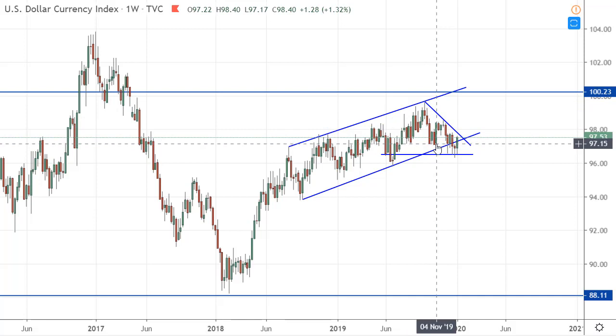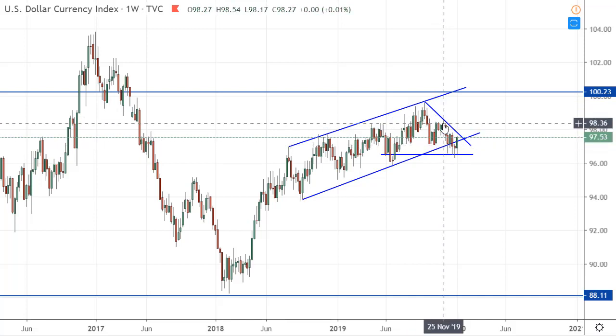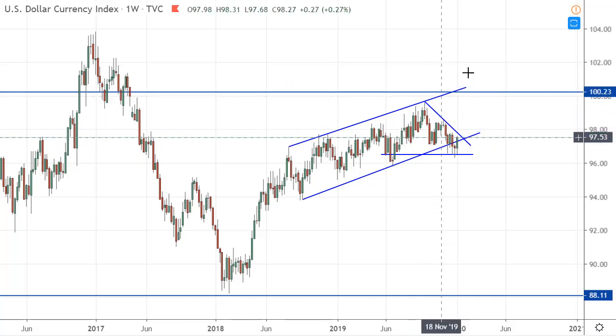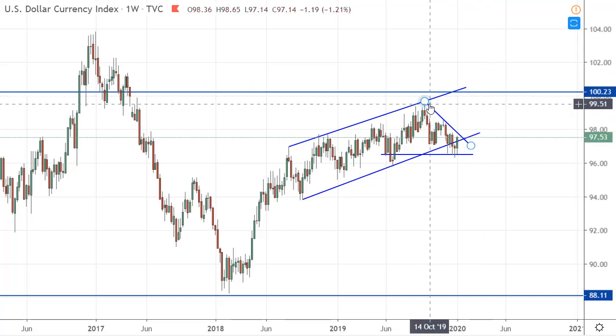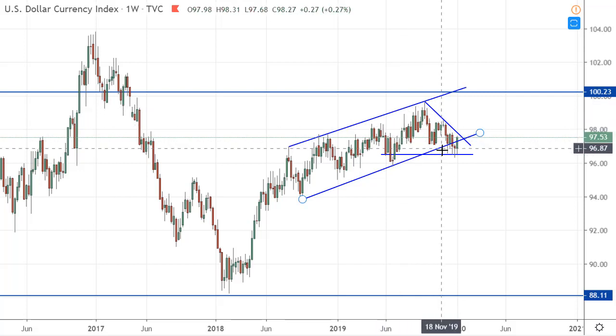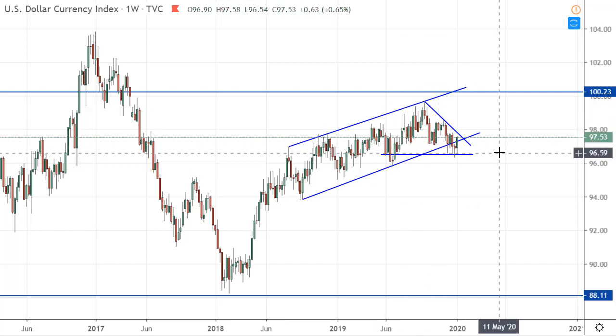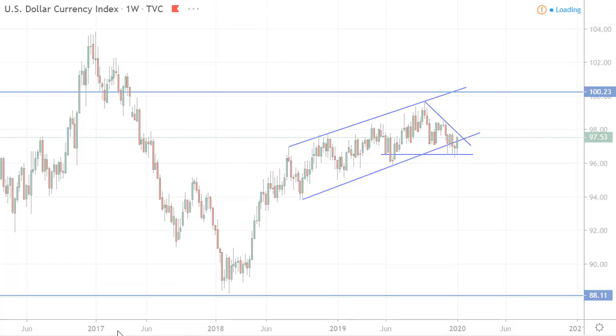We bounced perfectly from the lower side of this channel, but we failed to really find any continuation back to the upside. So we are now within this channel, trading below this time frame. So we're actually turning a little bit bearish here, but I'm not going in full-blown bearish just yet, because let me zoom in a little bit again to the daily chart.